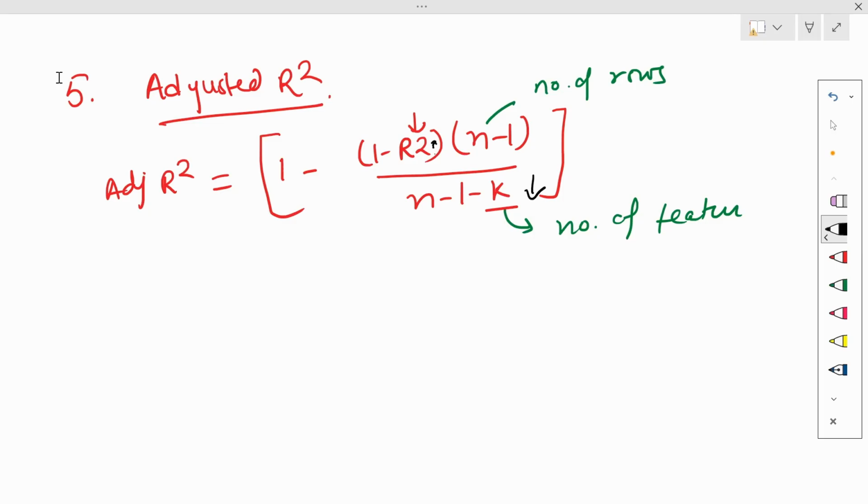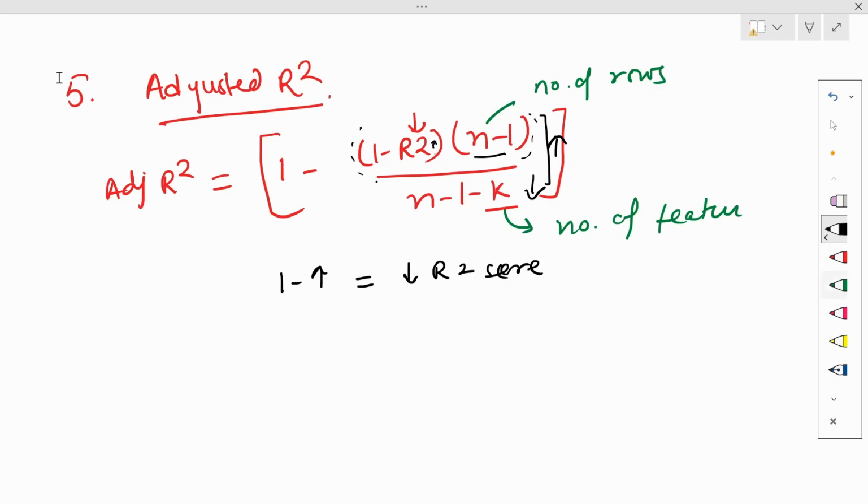And this term is constant. So we can say this whole term is approximately constant in this case, but the denominator is decreasing. Since the denominator is decreasing, this entire term will shoot up. And since 1 minus something that shoots up, it will result in a lower R2 score.